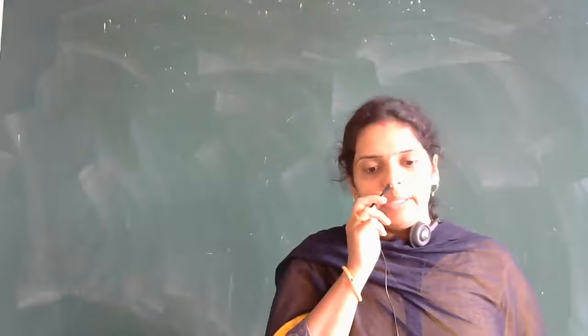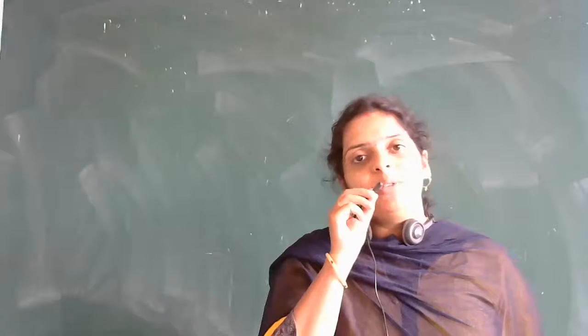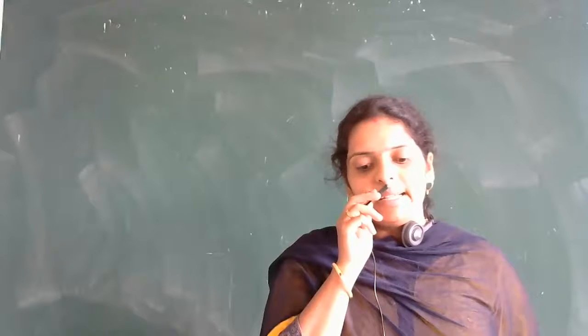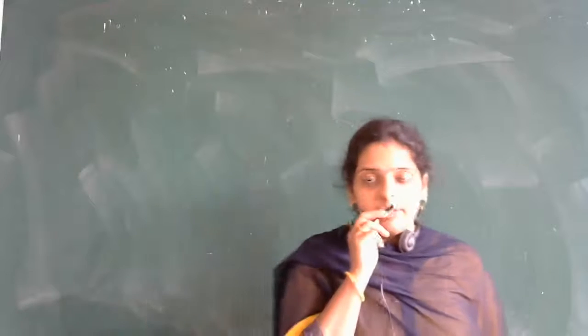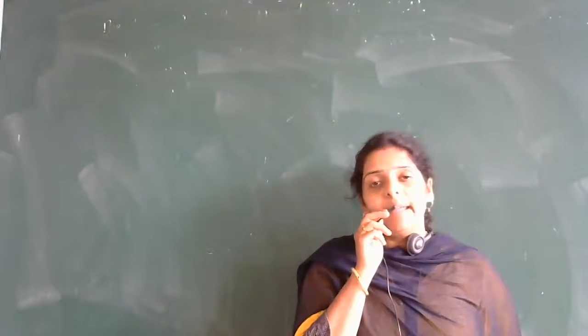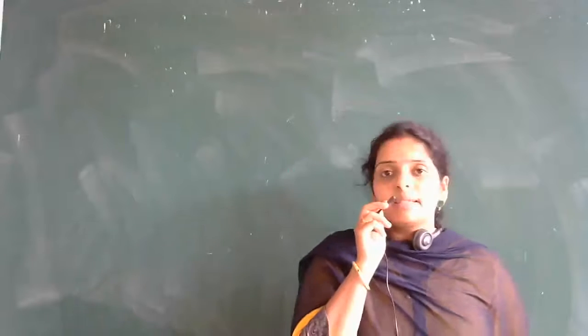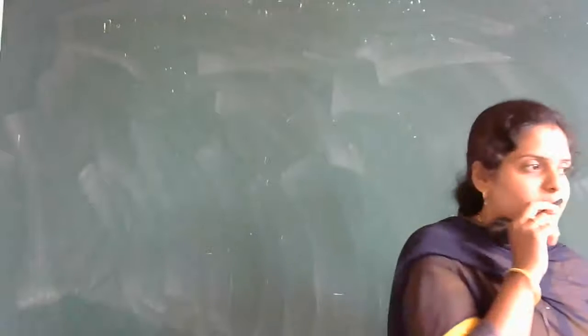Then the fourth rule is after the decimal point. After the decimal point, whatever zeros are there, we consider it as a significant figure. If the zero exists at the end of the decimal numbers, that is also considered as what? Significant figures. So these points we discussed in the last class. So today we are going to see scientific notations.